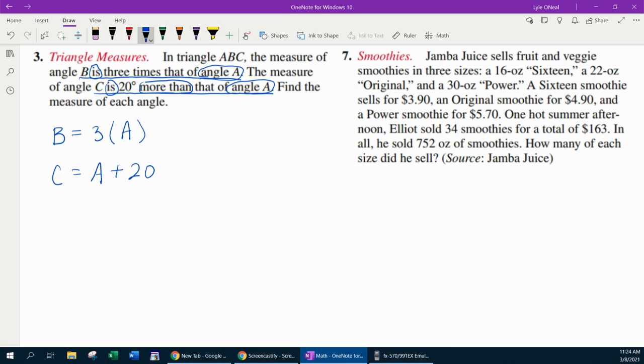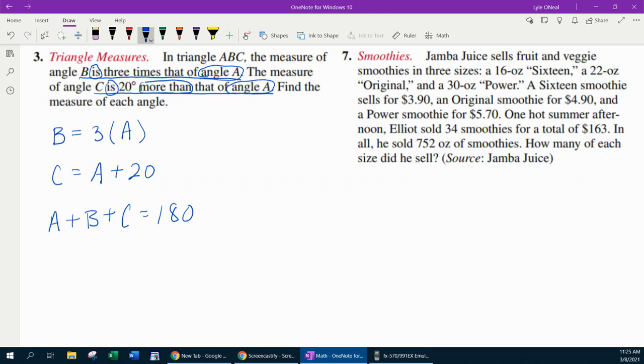Now notice at this point I only have 2 equations, but I have 3 unknowns. In order to solve a system of linear equations, however many variables there are, that's the number of equations needed in order to be able to solve the system. So I need one more equation. And luckily, I know a fact about triangles. I know that if you add all 3 angles together, it must equal 180 degrees. And so there is 3 equations with 3 unknowns. So that's how you set up the problem.